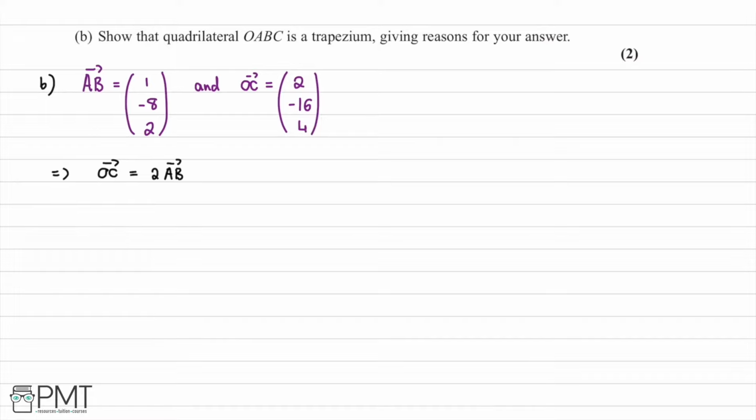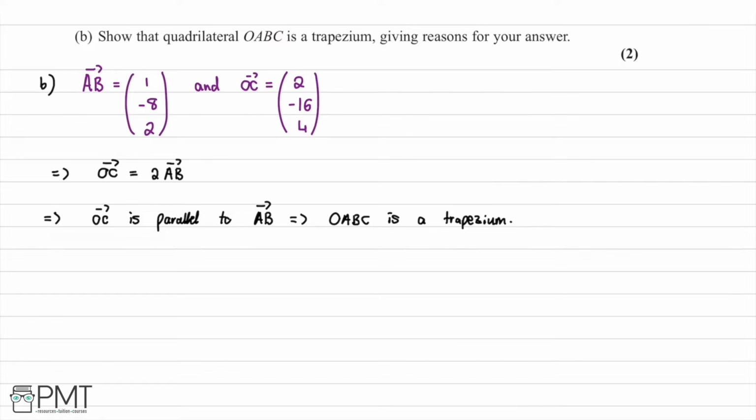So you might ask, how is this relevant? So what does this mean? This means that the vector OC is parallel to the vector AB. So we know that a trapezium has one pair of parallel sides. OC is parallel to AB. So therefore, we can just make the conclusion that OABC is a trapezium. So that's us completed this question.